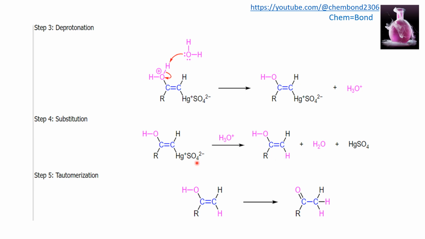because the hydrogen ion is attached to the molecule, and it will produce enol. Fifth step is the tautomerism, which means that the enol molecule will undergo tautomerism and it will produce either aldehyde or ketone.